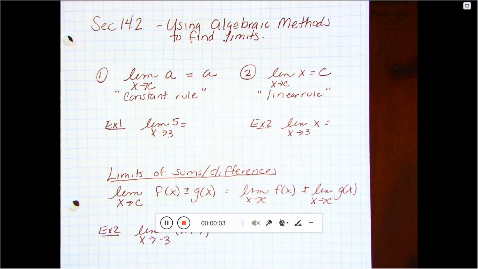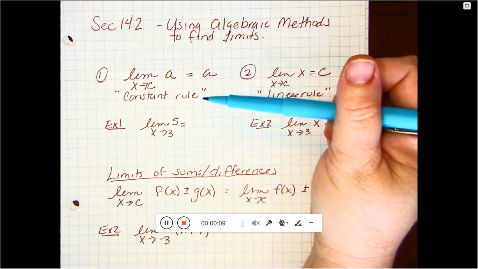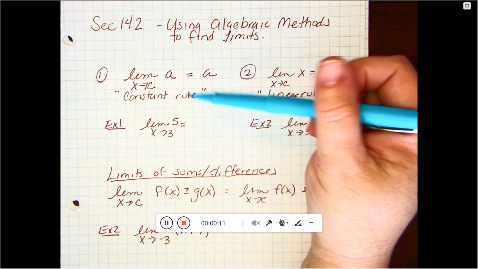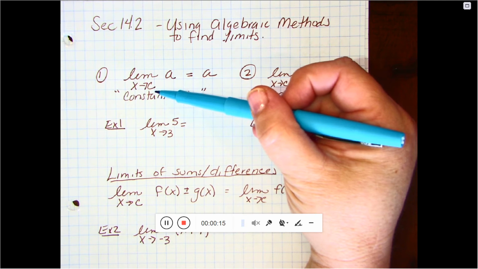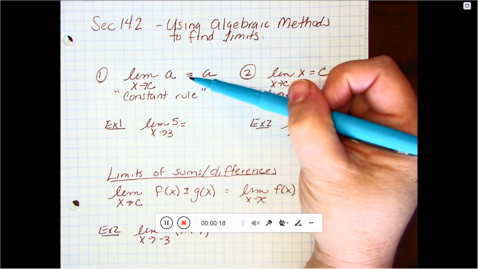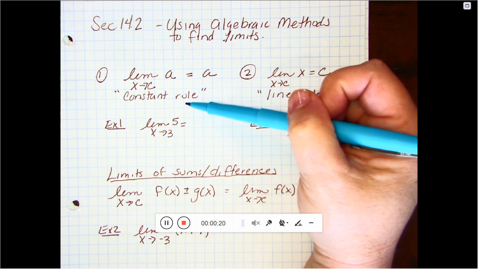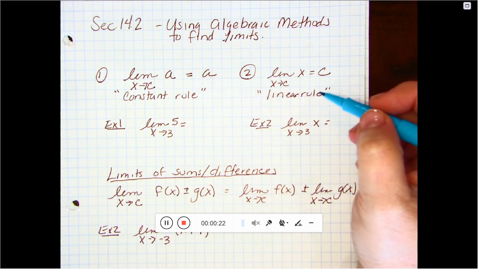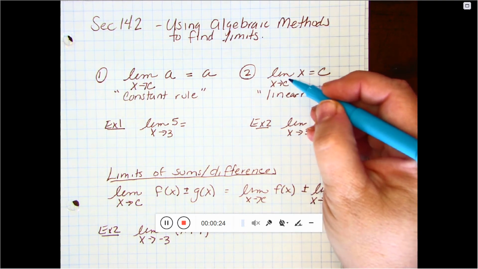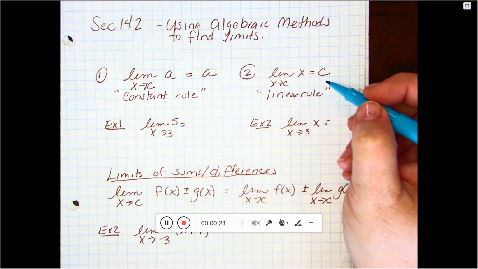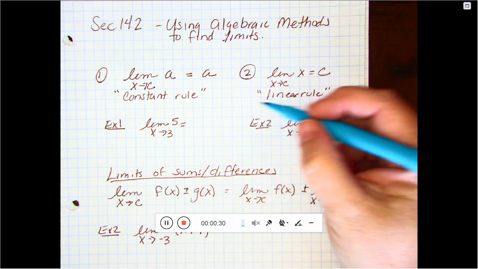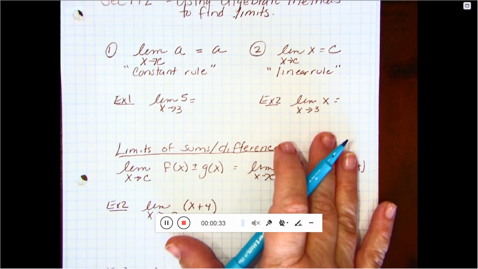Okay, hi guys. We're going to look at limits a little bit further today. The first thing we're going to do is look at something called the constant rule. It says the limit as x approaches c of a is equal to a. And we're going to look at that graphically in a minute. And the other one is the linear rule. The limit as x approaches c of x is c. So I think these rules will become a little clearer when we look at an example.